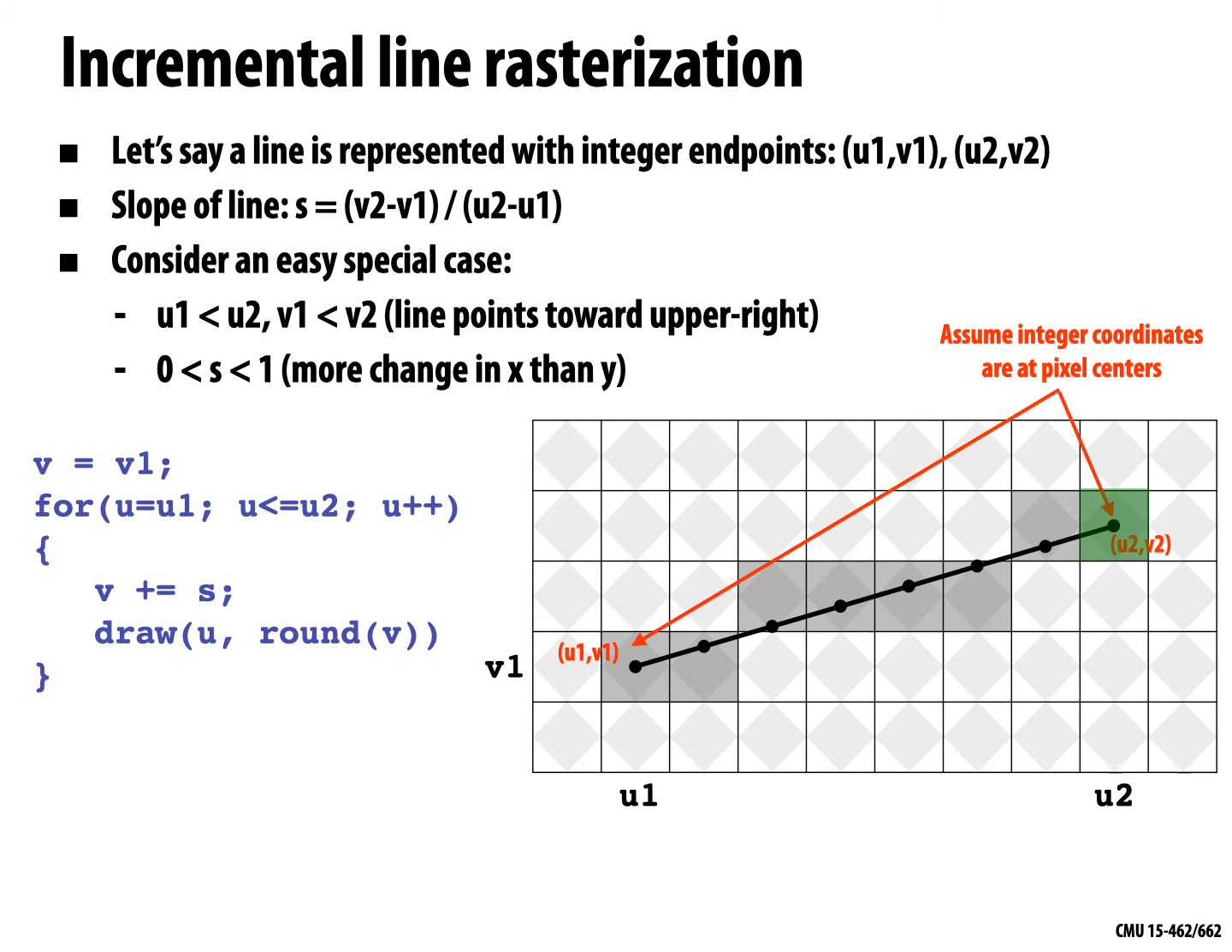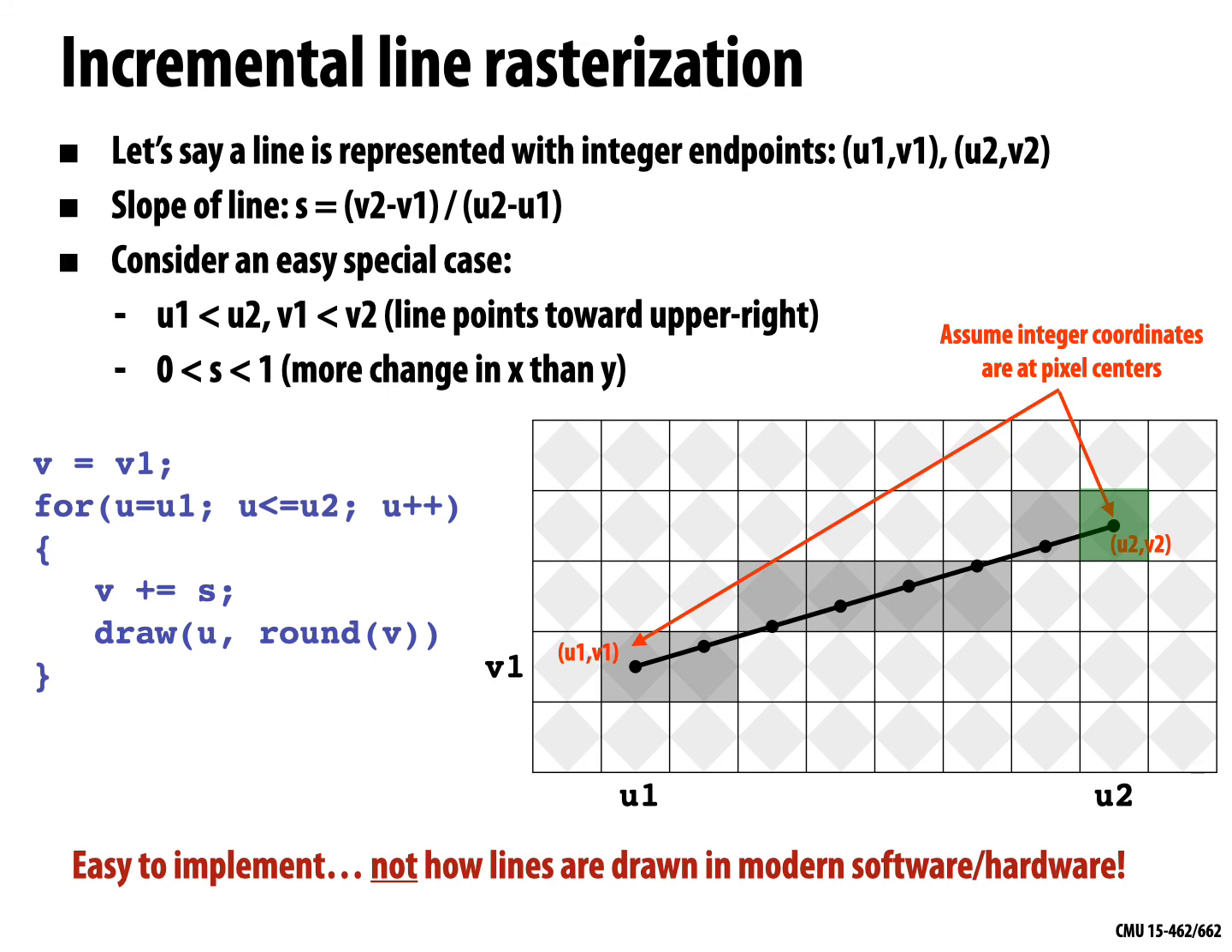Pretty straightforward. This is not a general algorithm because in general, S is not between 0 and 1. We have to think about these different cases. Okay, what if there's more change in V than there is in U? Well, then we need to write a little piece of code that looks very similar to this one, right? But where some U's and V's are swapped around and so forth. But that's the basic idea. So there you go. We have a concrete algorithm now for actually drawing the lines. Okay? And in fact, this algorithm is pretty easy to implement.